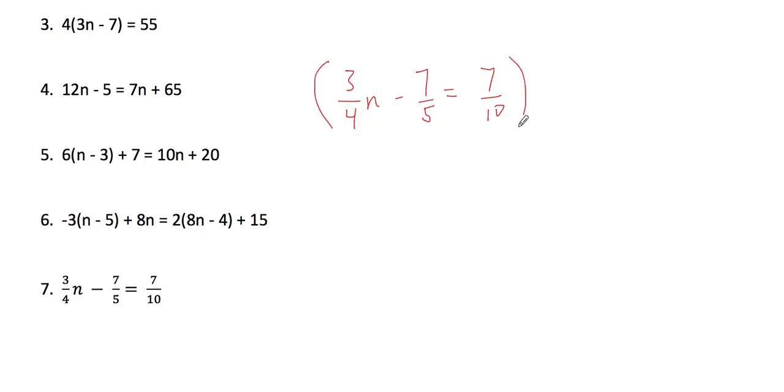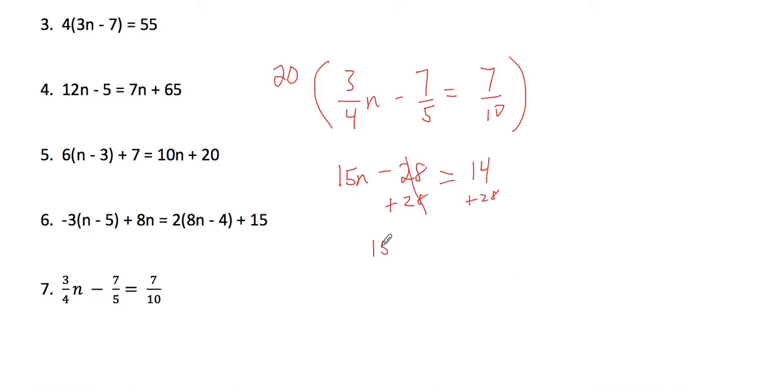So that means I'm going to take this whole equation and multiply it by 20. And the way I do that is just by doing this. I'll take this first denominator, 4 goes into 20 5 times. 5 times 3 is 15. So this 3/4 n becomes 15n. Now we have 5 goes into 20 4 times. 4 times 7 is 28. So now this becomes minus 28. And then 10 goes into 20 2 times. 2 times 7 is 14. And there you go. So now let's add 28 to both sides.